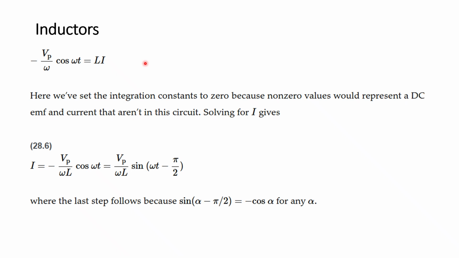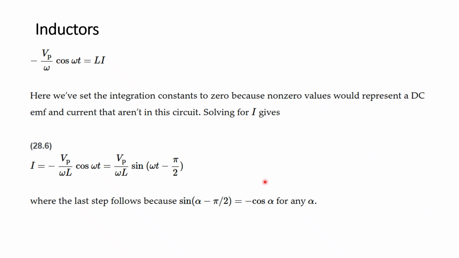And so solving this for current gives, here we go, current is negative peak voltage over omega, and there's the L down in the denominator because it started up in the top equation, L times I, so we've divided both sides by L, cosine omega t. And let's turn that into a sine function. We have V_p over omega L sine of omega t minus pi over 2. The last step follows because sine of alpha minus pi over 2 is negative cosine alpha for any alpha.